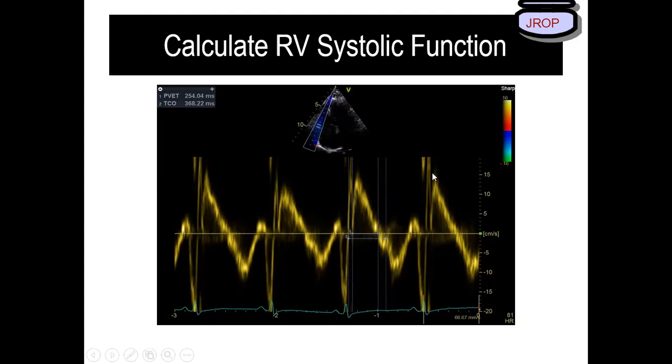This is 15, so RV contraction is normal. I did not measure it. I kept it for surprise. I know somebody will calculate these values to tell you about systolic function. If you look at tissue Doppler imaging, this is S wave, this is E prime, small E prime over here, A prime over here. What we are looking for in systolic contraction is the S wave, which is more than 9.5, which shows a normal RV systolic function. Okay? Okay, sir.